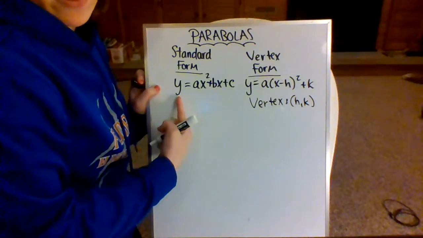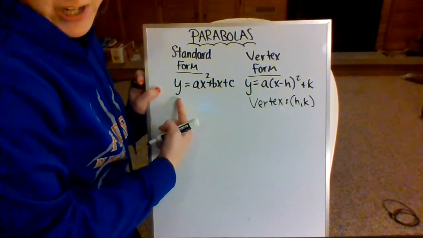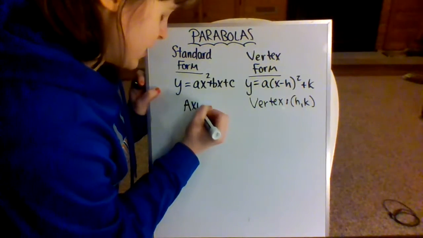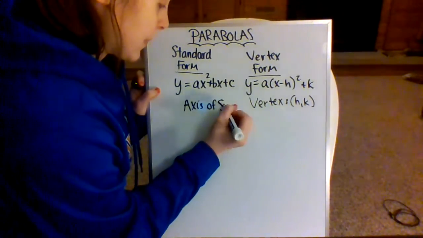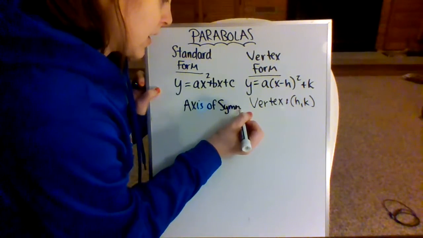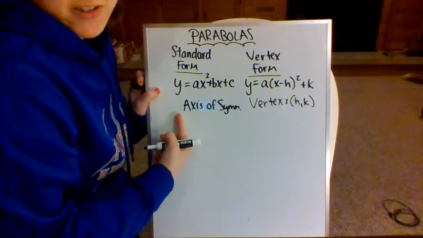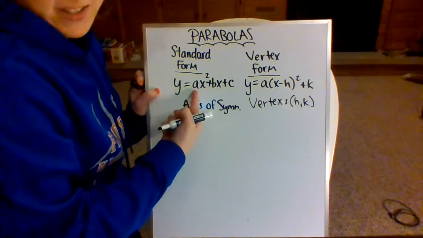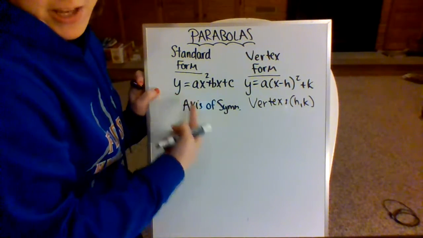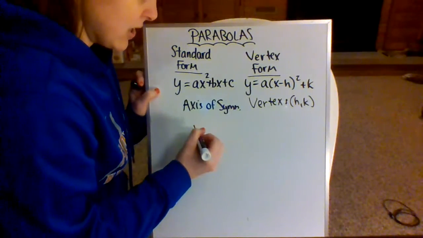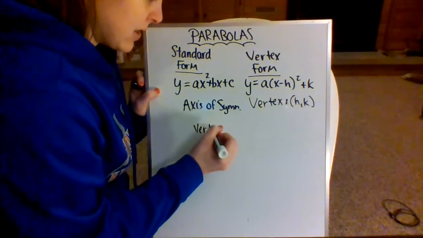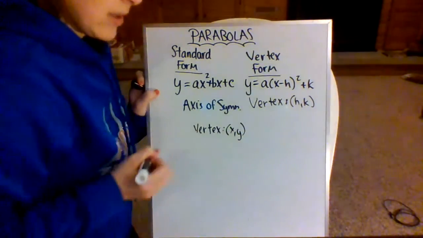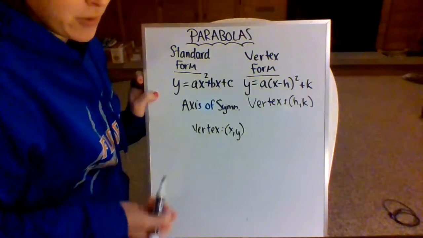Okay, now with standard form, it's a little bit harder to find your vertex because we're going to be talking about something called the axis of symmetry. And then you would have to use that x value that you get from your axis of symmetry, plug it back into this equation, get the y value, and then your vertex would be x comma y. So I'll explain that more in a little bit. Okay, first we're going to talk about vertex form though.